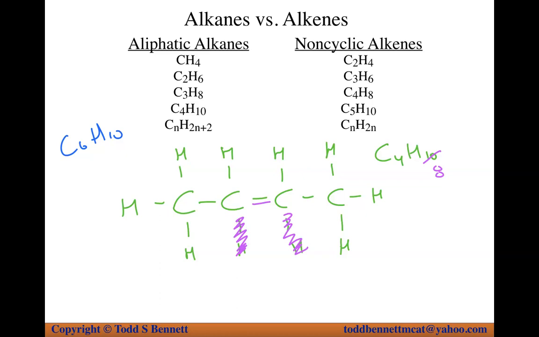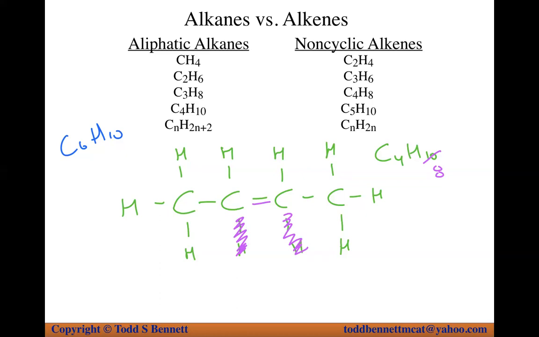We'll get more into rings in a second, but if it's linear, if there are no rings, then I know that I have 2 pi bonds because I'm short. The maximum number of hydrogens on C6 would be 14. So if I have 10, I'm short 4. Okay, so far so good.